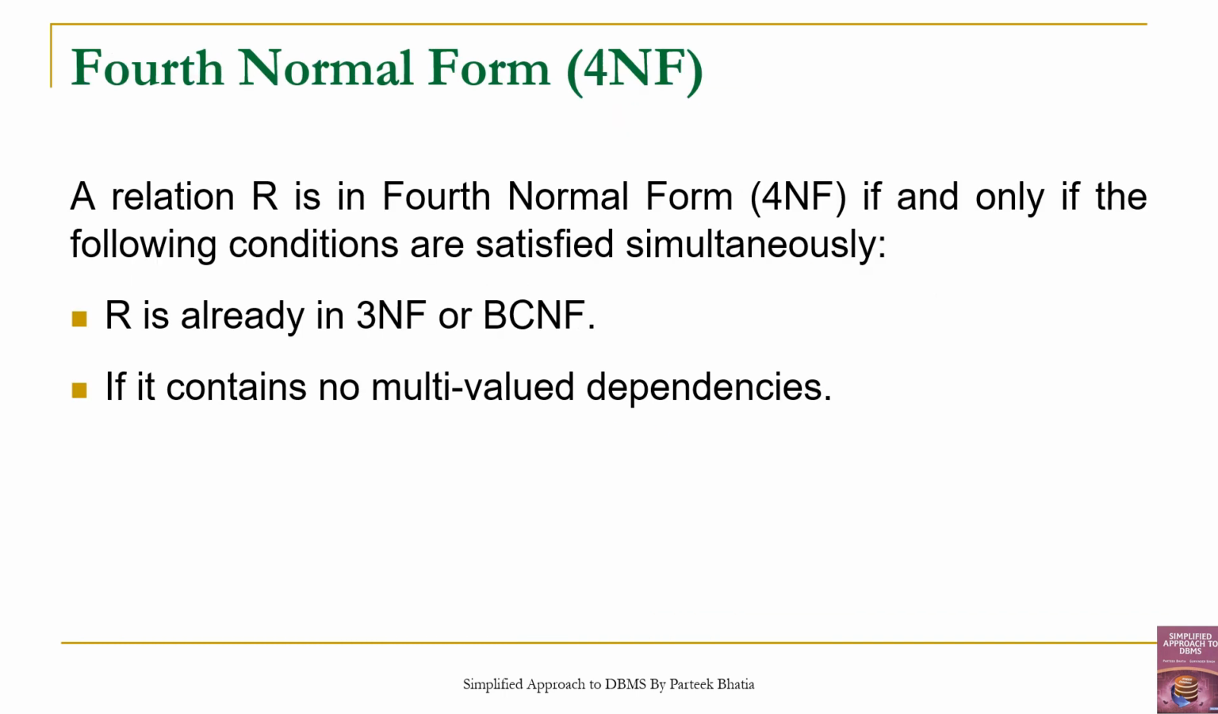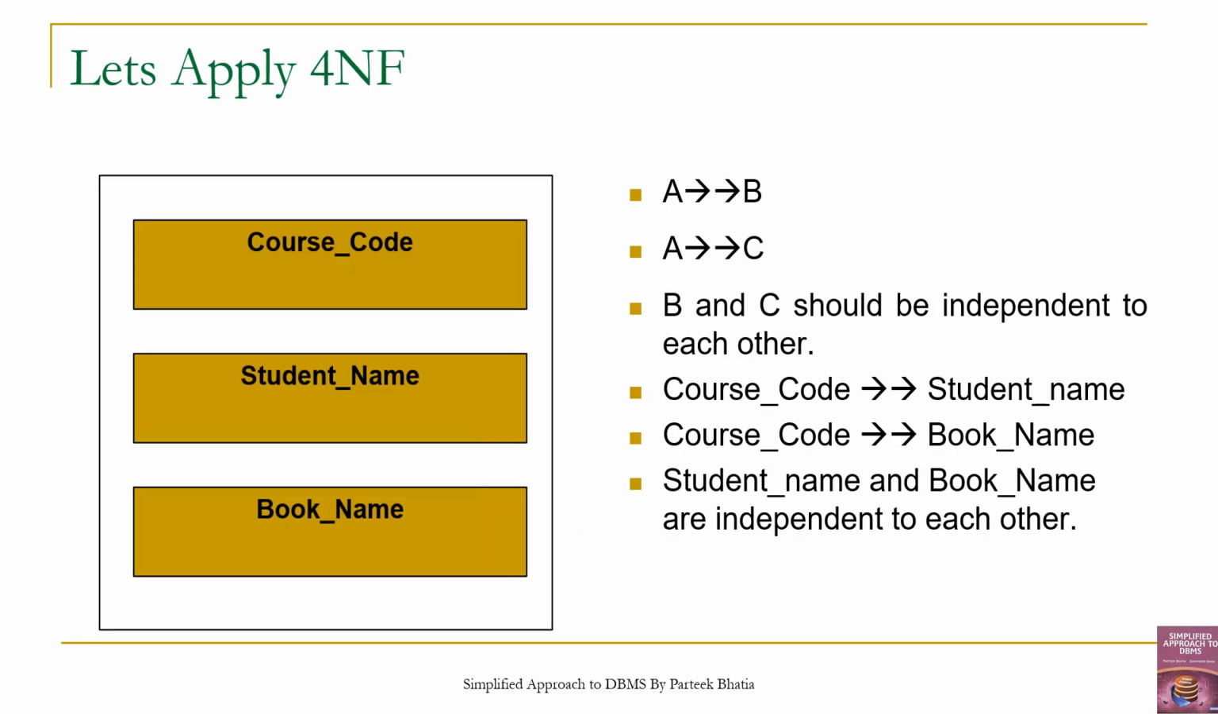And this definition states that a relation is in fourth normal form if and only if it is already in third NF or BCNF and there should be no multi-value dependency. Now let's apply fourth normal form over this data set. So here the condition is for A there should be multiple values of B, for A there should be multiple values of C, and B and C should be independent of each other.